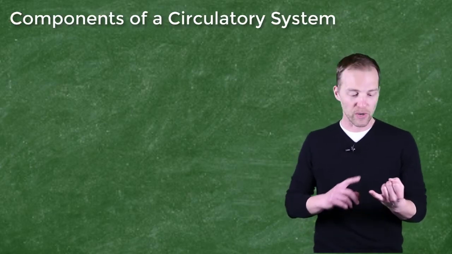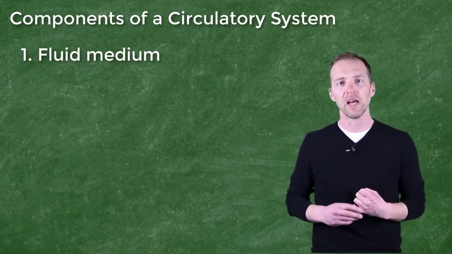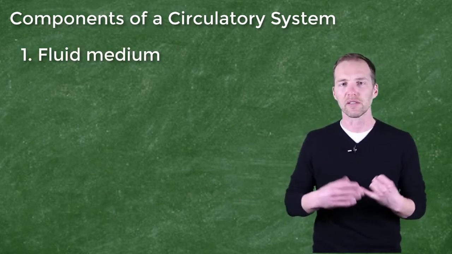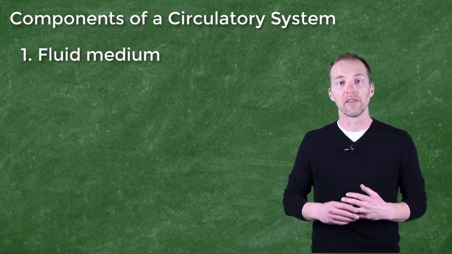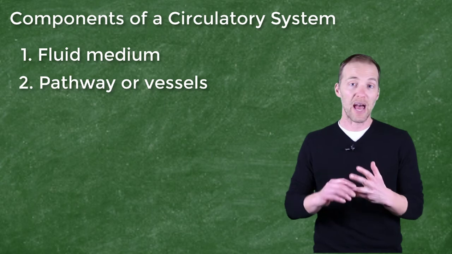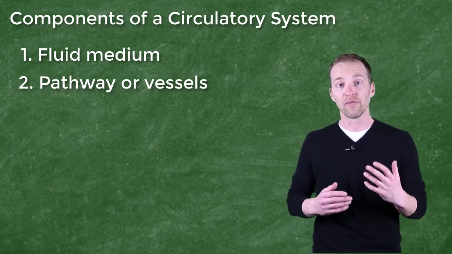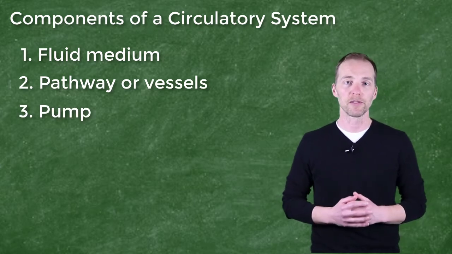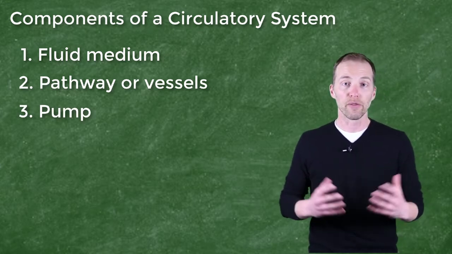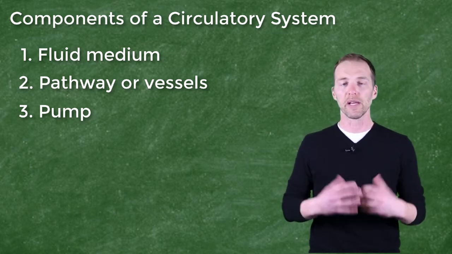The first is that the transport system has to have some kind of medium, some kind of fluid that's going to carry these particular components, the wastes and the nutrients, from one location to another. And there has to be some type of pathway, some type of vessels that this medium can flow through. And third and finally, there's got to be a pump, a means by which we can move the fluid through these vessels. Now, we're going to take a look at all three of these things, and certainly as they relate to the human circulatory system, our transport system.